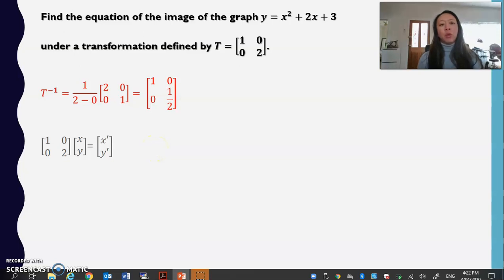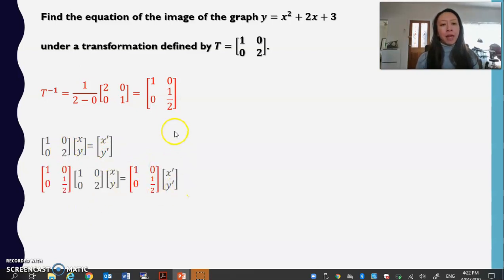We also learned previously that in order to represent x and y in terms of the image, we have to make x and y the subject. So this is what we're doing right here. If I copy this again and I add the inverse matrix of T in front of both of these, what happens now is that this and this will cancel.